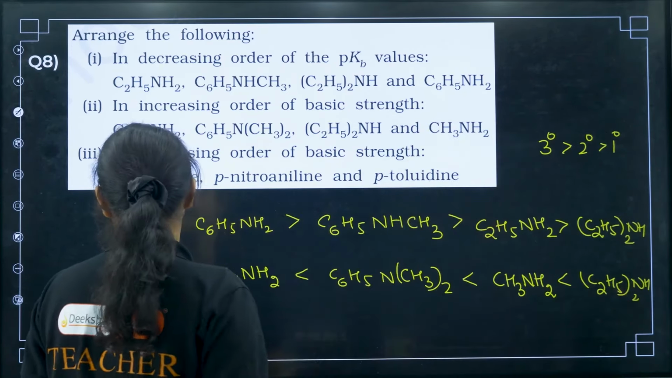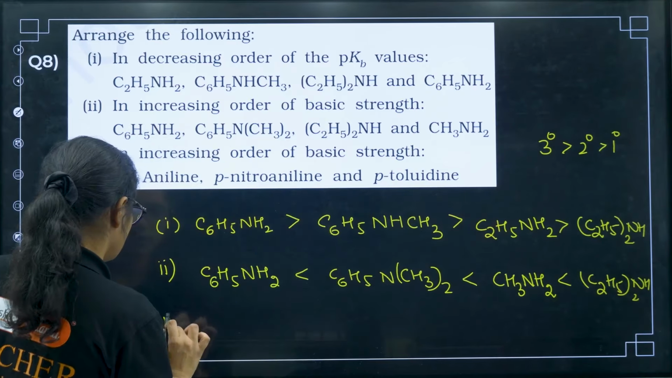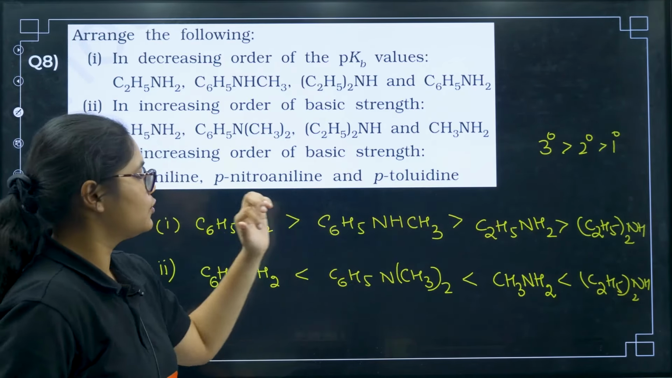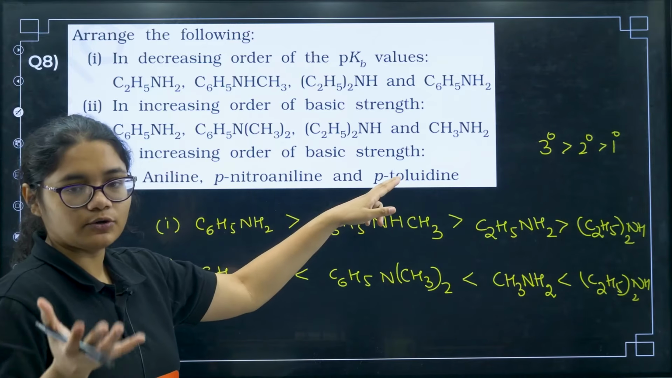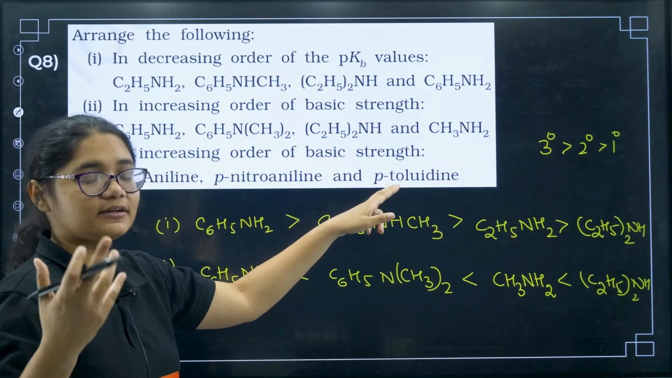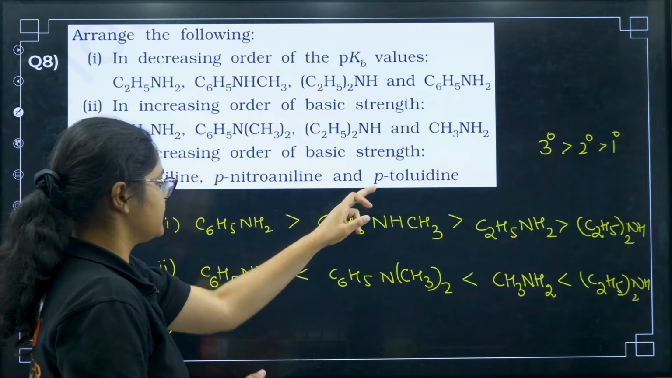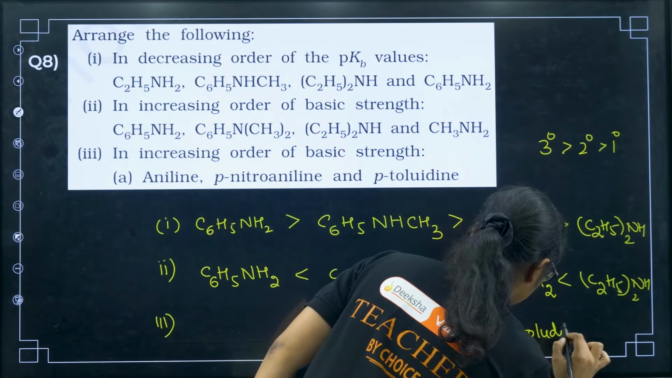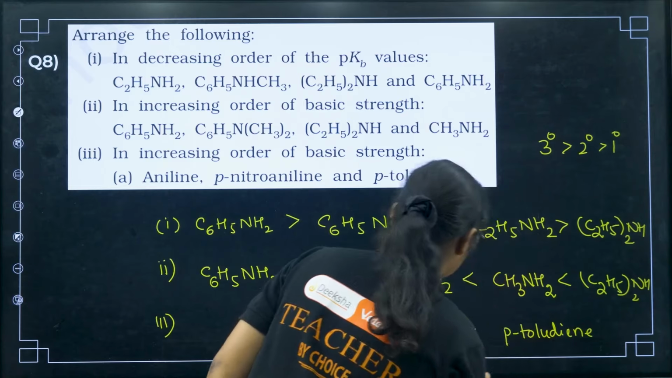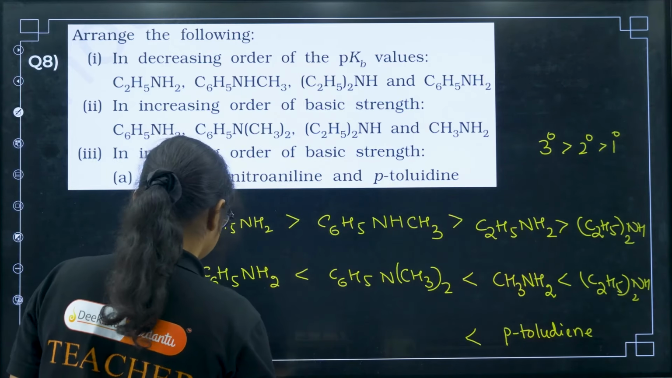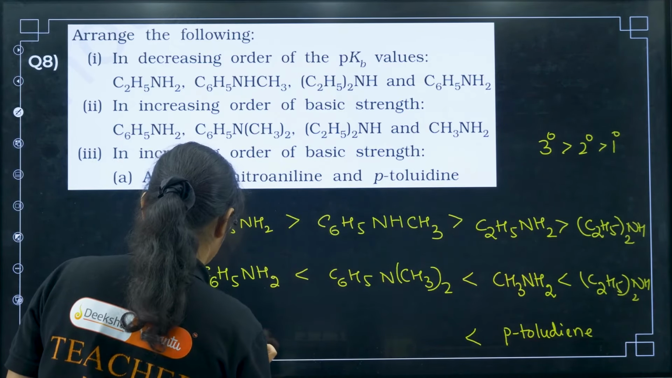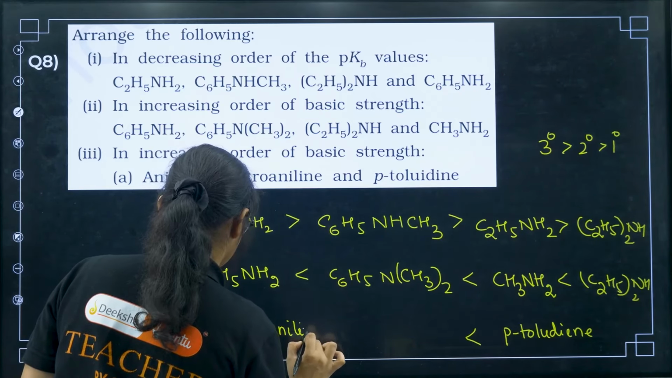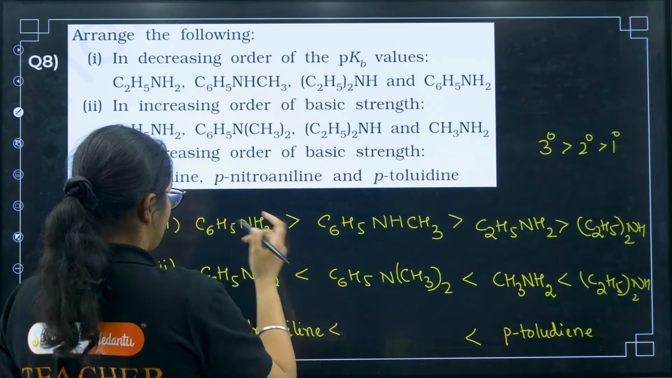Okay. Last one, you can see the third one. So you have aniline, paranitroaniline and paratoluidine. So toluidine has a CH3 group, it will donate electrons and increase the electron density. So basically paratoluidine is the highest one. Okay. Then we have paranitroaniline. Okay. Next we have aniline here.